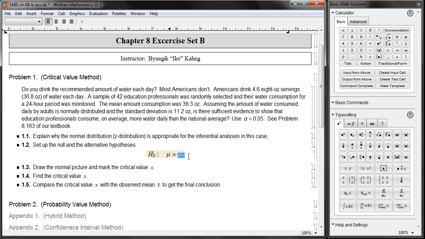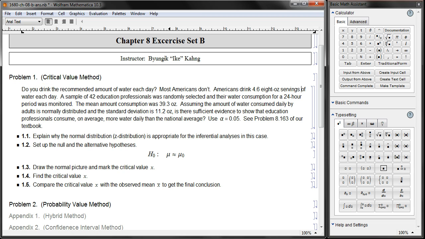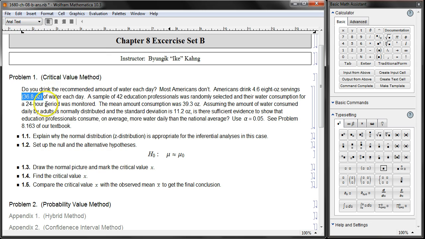Look at the problem, read through the problem, and see how many ounces there are. Actually, this one was given as a hint. The original problem in our textbook didn't have this 36.8. It simply says 4.6, 8 ounces serving. From that, you had to deduce it was 36.8. This insertion made the problem a little bit easier because you have a candidate here right away without thinking. And there's another candidate, 39.3, and one more, 11.2.